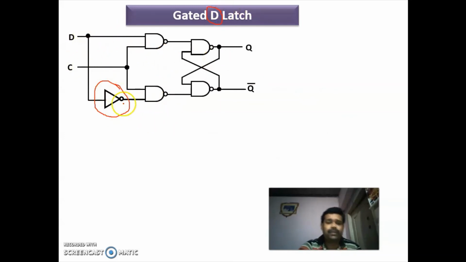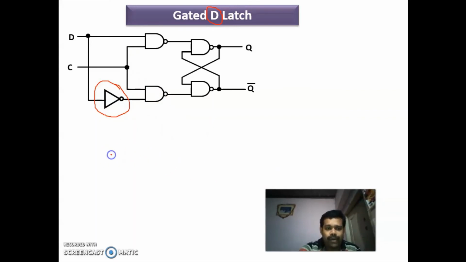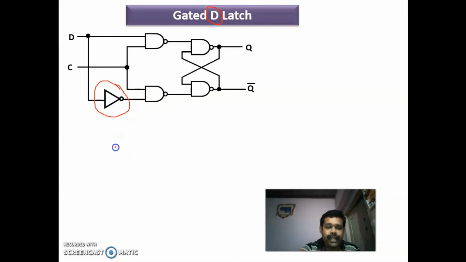Okay. So between S and R of your gated SR latch, you are providing one inverter. So at that time both the inputs are not 1. Now we are going for the truth table. Here it is having only one input D.